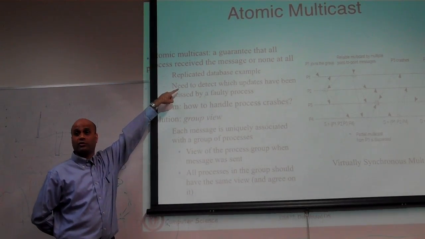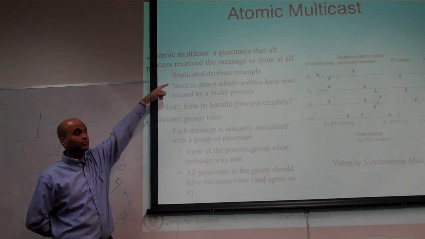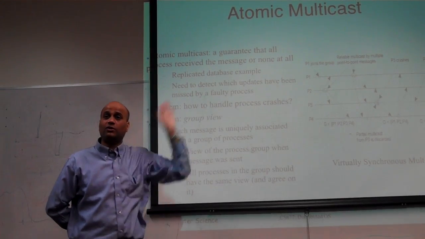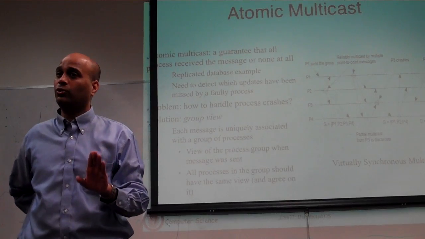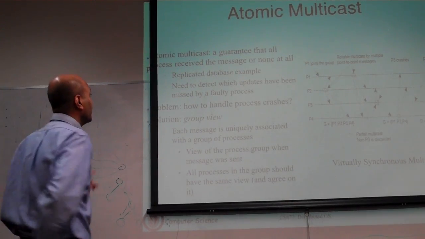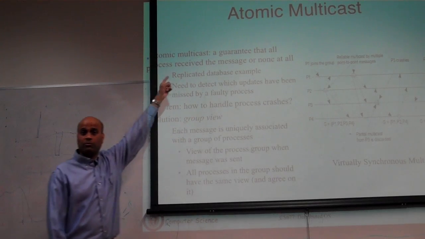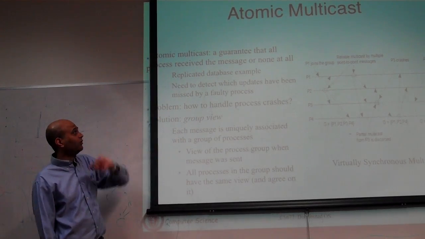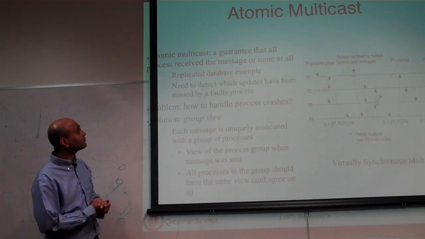It has to be all or nothing. You don't want something to be done by a subset in the group. Either everybody does it or nobody does it. And you want the system to give you this guarantee. So that's if you have a multicast protocol where the system or the network actually gives you that guarantee, what is called atomic multicast.